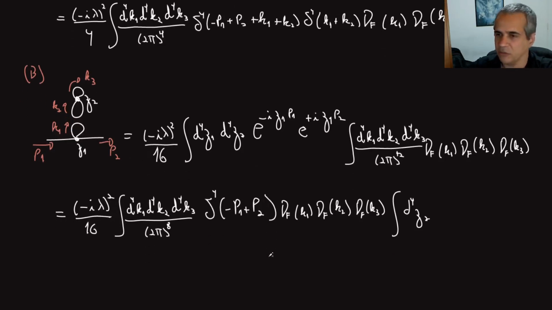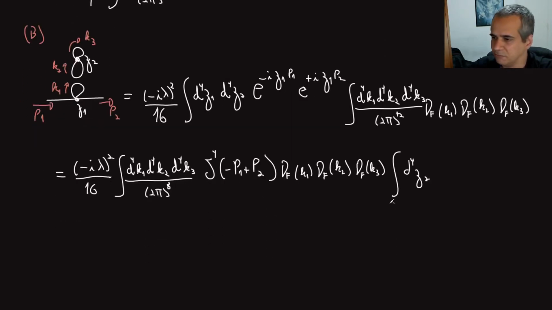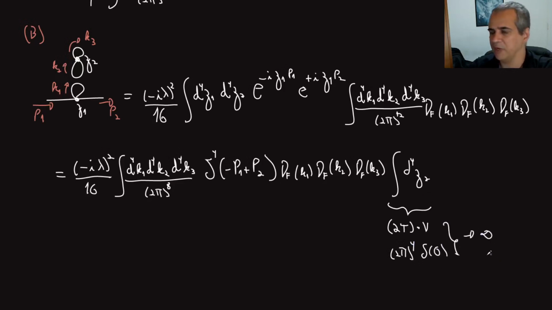And of course, we know this is basically the volume of space-time, right? This is 2π times the volume. You could see it that way. You could think of it as the Dirac delta of 0, right? The same. What matters is this is blowing up. Again, that's another infinity showing up.